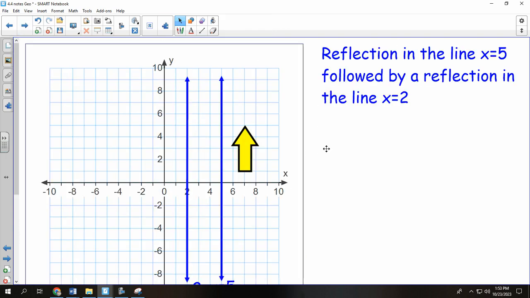Anyway, let's see some examples here. Reflection in the line y equals 5 followed by a reflection in the line x equals 2. So we're going to take this little shape. It is okay that it is not a, it's an arrow. It's totally fine. So we're going to reflect it across the line x equals 5, and that's this line here.